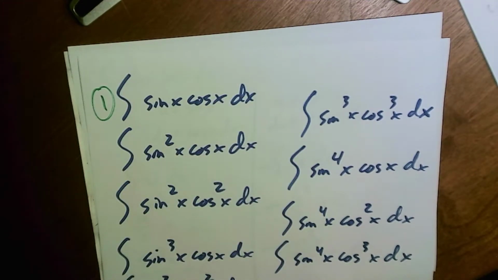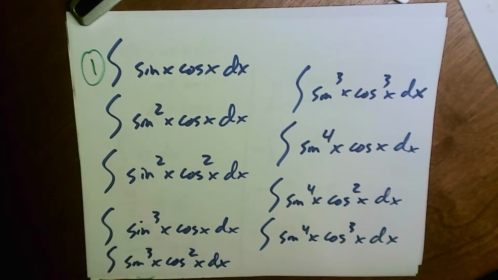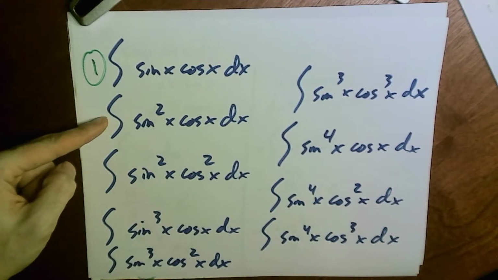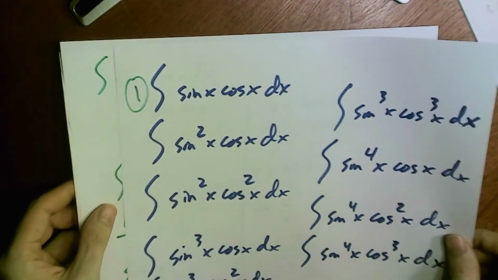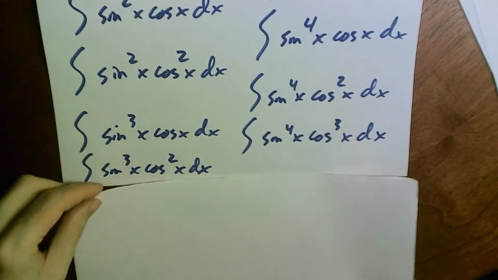Okay, what next? Right, what next? And again, having taught this a bunch of times, I think it'd be fair to guess that most of you are thinking sine squared times cosine as a good second step. So let's try that one. Let's see what happens, right? Sine squared times cosine, a reasonable second step here.